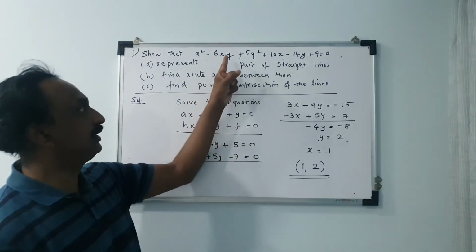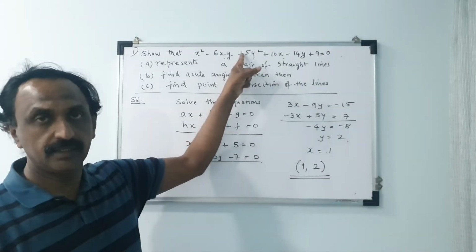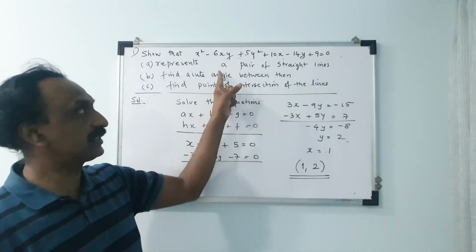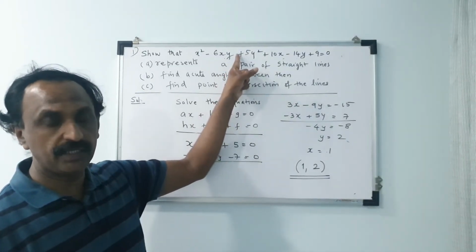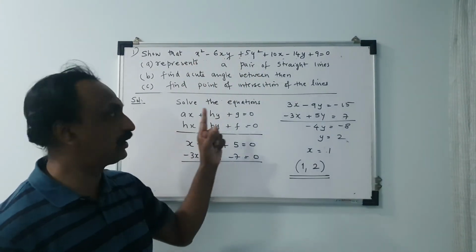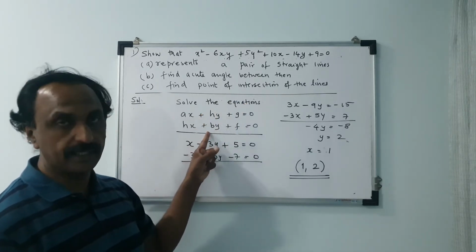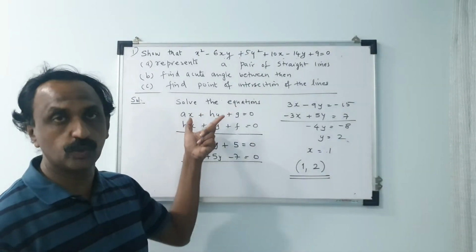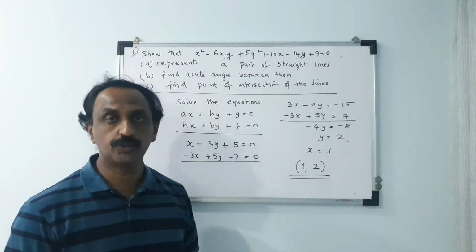So we have found out, first we showed that this equation represents a pair of lines by showing the determinant is 0. We found out the angle between the lines by taking tan theta is 2 root h square minus AB upon A plus B. I told you that before you start that, test whether A plus B is 0 or not. Then we found out the point of intersection by solving the two linear equations obtained by A, H, G, H, B, F, the same two rows of the determinant, and we got the point of intersection as 1, 2.